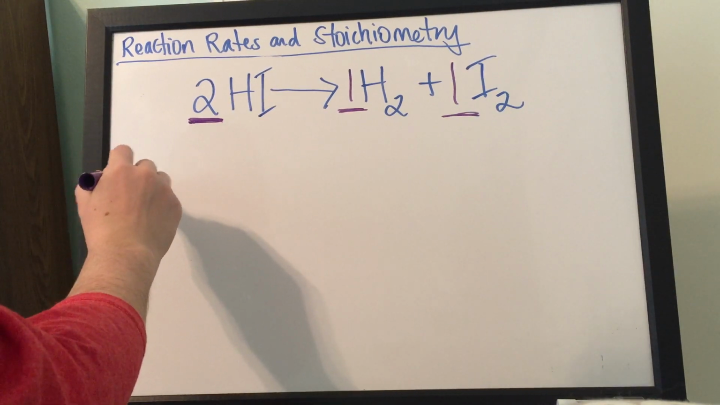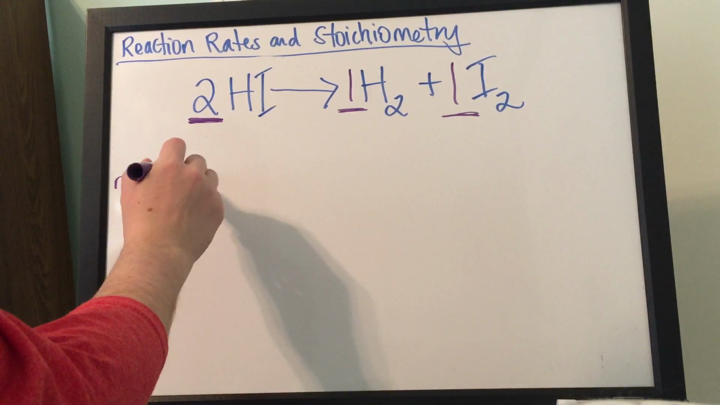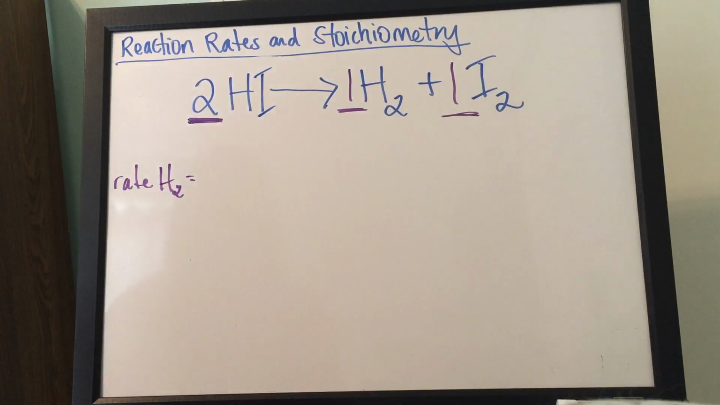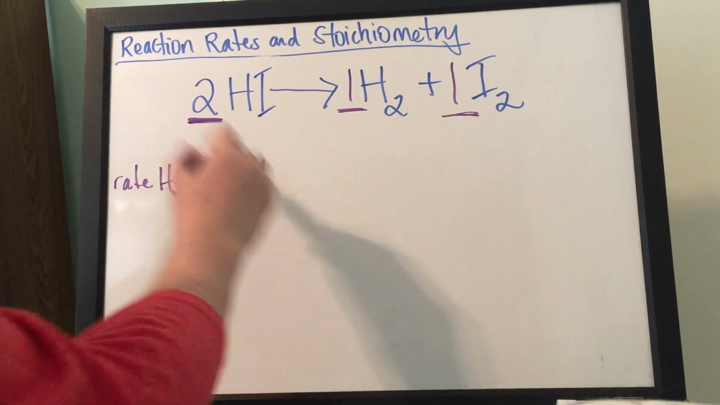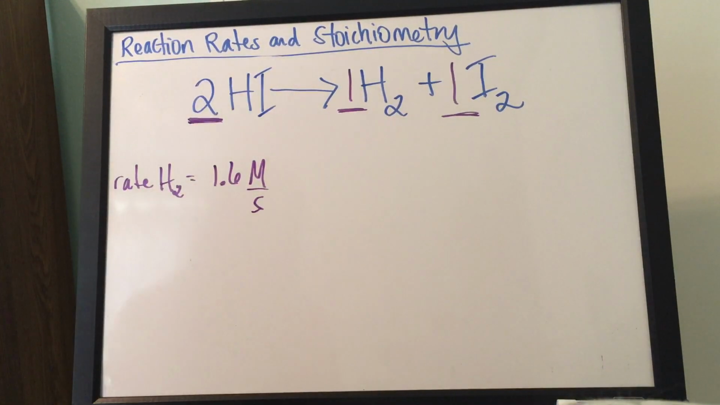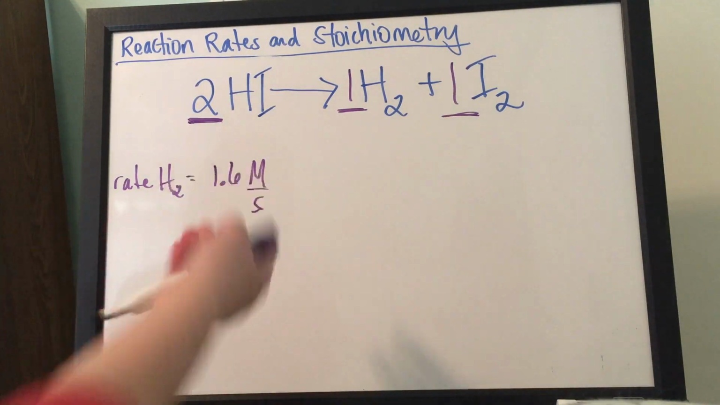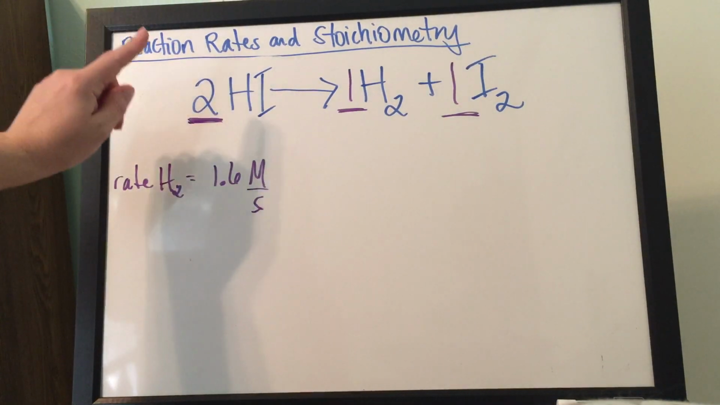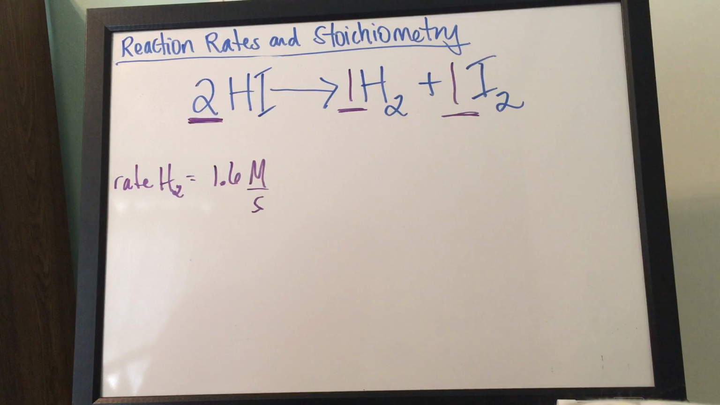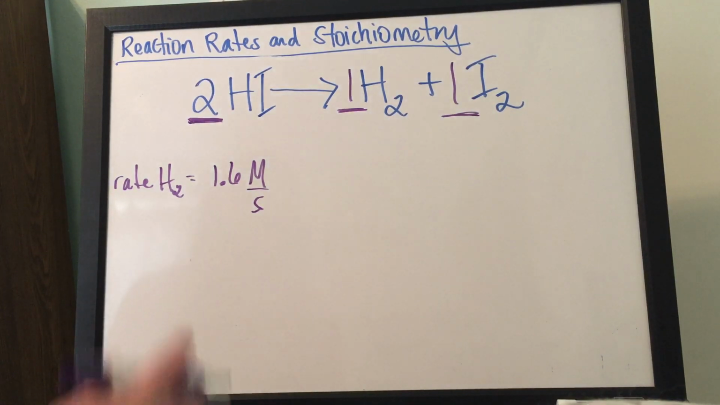The rate of H2 appearing is, I'm just going to make up some number, 1.6 molarity per second. Okay, so what I'm saying is H2 is appearing at a rate of 1.6 molarity per 1 second. And I want to know how fast this guy is disappearing. Well, watch how simple it is. It's all based on the coefficients. And you can do a sequence, just like we used to do for moles. Only this time we're going to do it for rates.